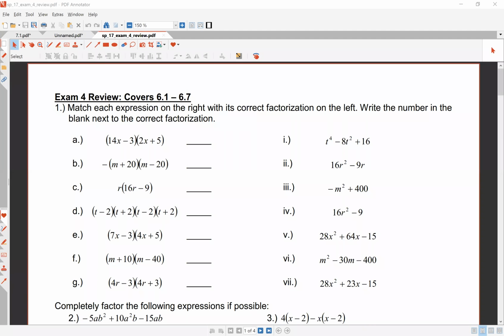All right, so I'm going to be going over the Exam 4 review. Exam 4 covers sections 6.1 through 6.7. The first question on the test is going to be pretty simple if you think about it: matching the polynomial with its factorization or vice versa.